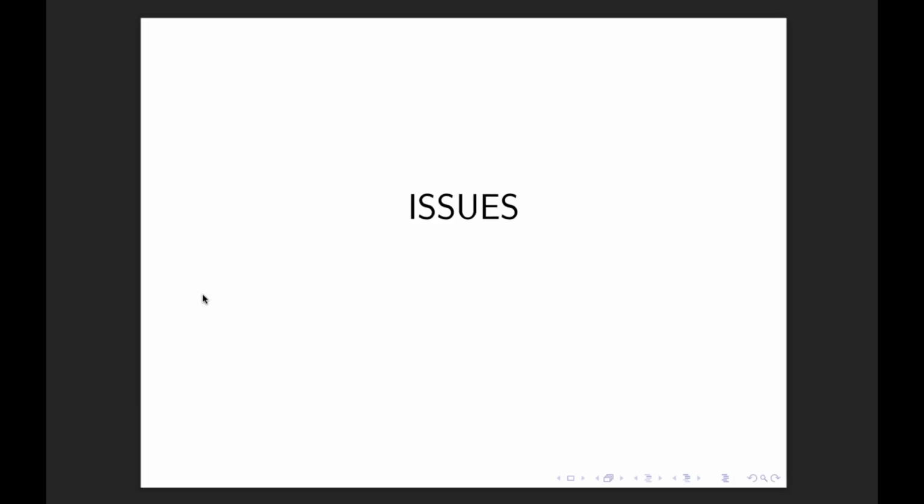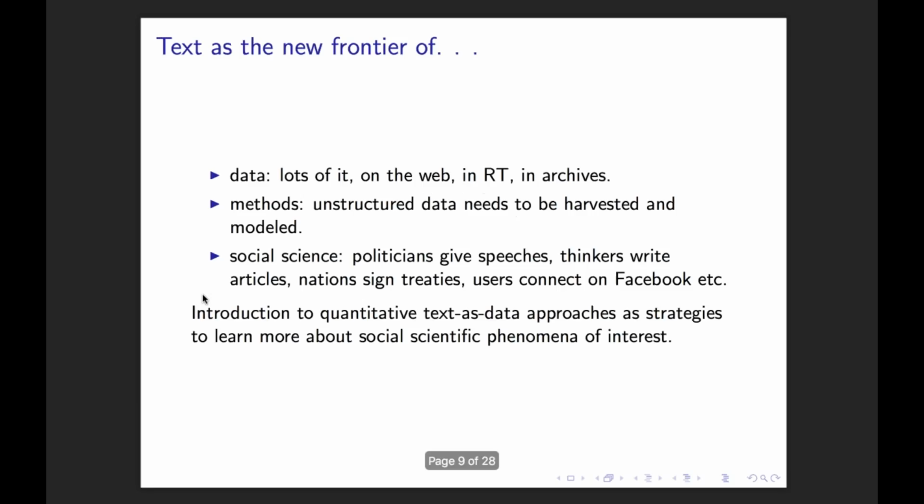Okay, so the next thing I want to talk about, now that we have an understanding of how we take textual information and structure it in such a way that it can be used in numerical computational approaches, is text as the new frontier of data. We have lots of it. It's on the web. It's in real time. It's in historical archives. Libraries are constantly spending time and energy, as well as governments, making things electronically available in a machine-readable format.